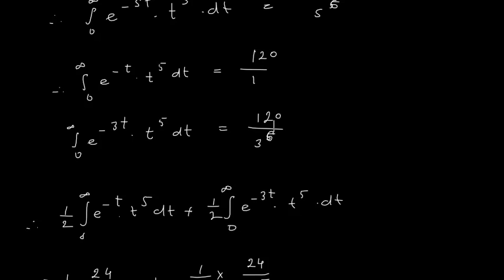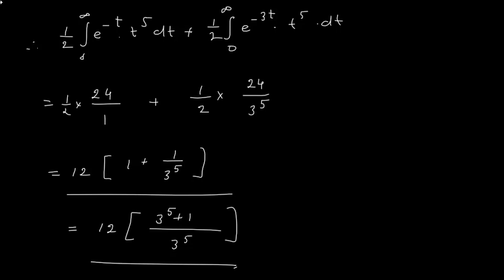So here it is 120, here it is 120, here 120 divided by 2 I will get 60, and here in place of 3 power 5 we get 3 power 6. Okay, so it is always better to recollect the formula. So this is 3 power 6 plus 1 upon 3 power 6, and 120 divided by 2 is 60. So this is 60 into 3 power 6 plus 1 upon 3 power 6. This is your final answer.